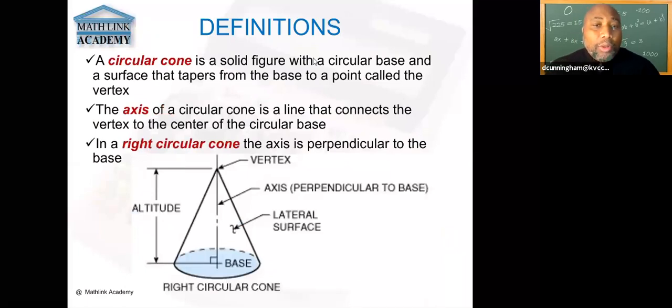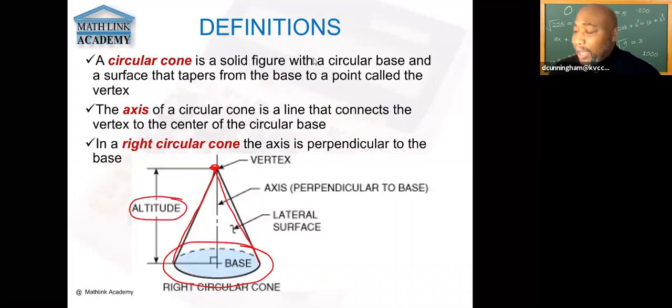Now, we're also going to look at cones, which I like. A circular cone is a solid form with a circular base and a surface that tapers from the base to a point called the vertex. So let's look at that. And as I'm talking about each of these words and definitions, you can see this is our base. And this is called a right circular cone. Why is it called a circular cone? Because the base is a circle, and then it gets narrow, narrow, narrow on the top, and it forms at the vertex, at the very tip, the vertex.